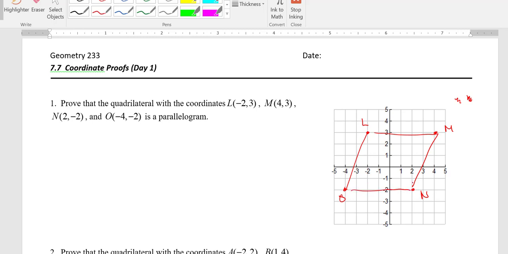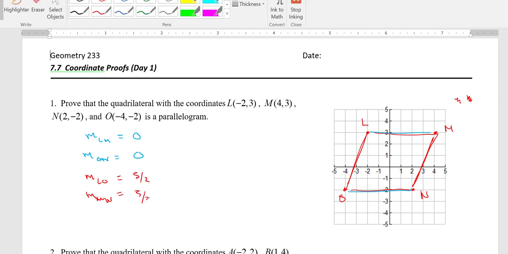So the best way to do this is probably just finding the slope of each of the sides and seeing if I have the same slope for these two sides and seeing if I have the same slope for these two sides. So if I do the slope of LM and the slope of ON, I find that I'm going to end up with 0 as my slope, right, because they're horizontal lines. And then if I check the slope of the diagonal ones, so the slope of LO and the slope of MN, I'm going to end up with 5/2 as the slopes there.